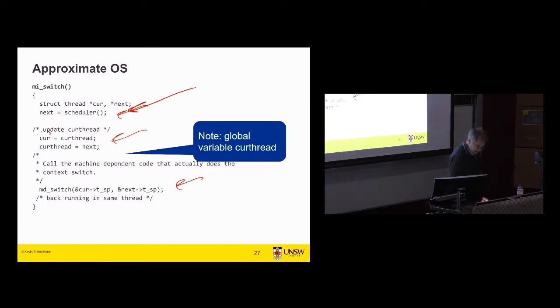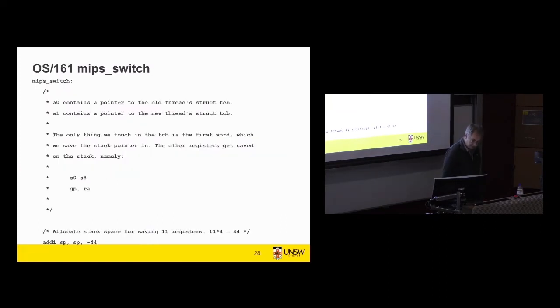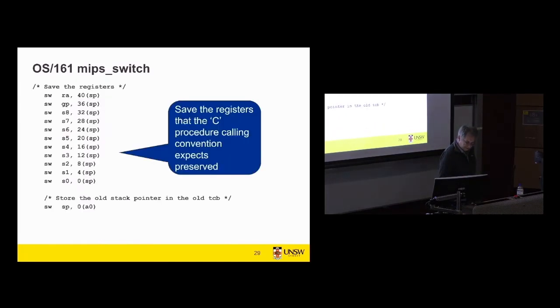So we save the current thread, we set the current thread to be next, and then we call the magic assembly with the two pointers of the current thread and the next thread. And then we're back into this code that looks suspiciously like the coroutine switch code, where we save on the stack the state of the current thread.